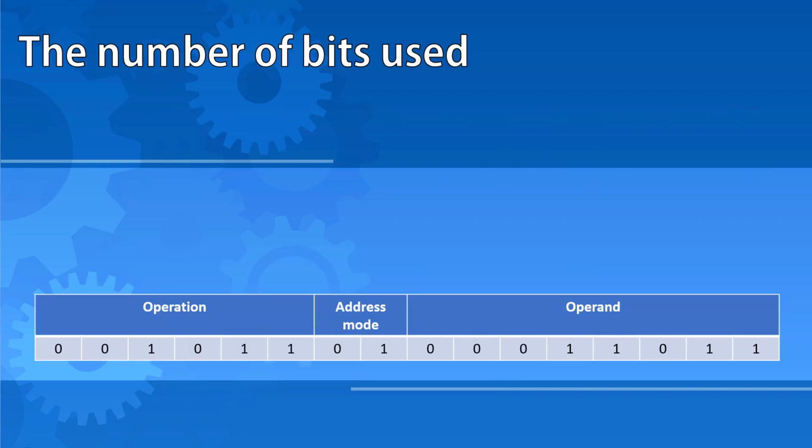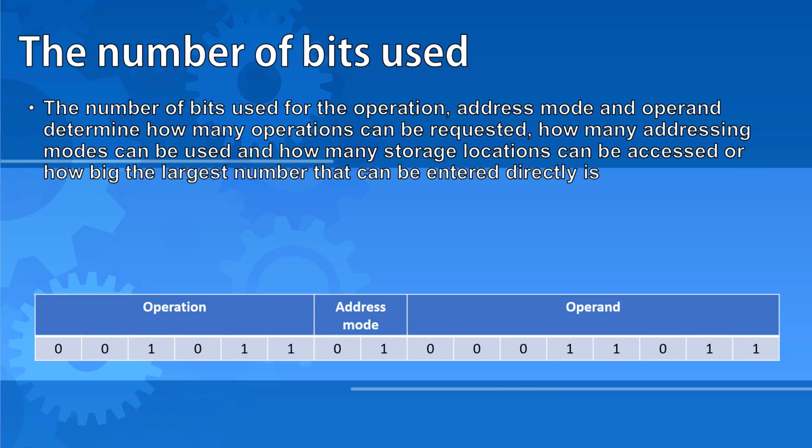The number of bits used to specify the operation limits the number of operations that can be chosen. The number of bits used for the address mode limits the number of address modes that can be used, and the number of bits used for the operand limits the size of any direct number that can be used or the number of memory locations that can be accessed.